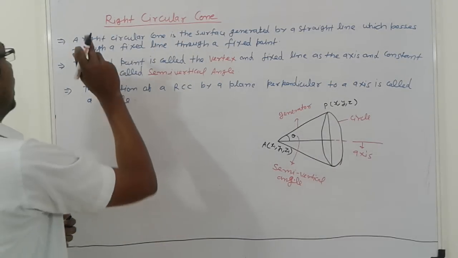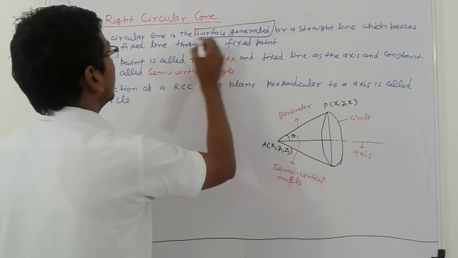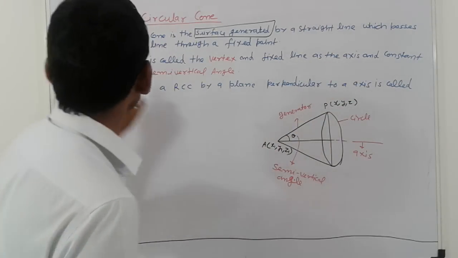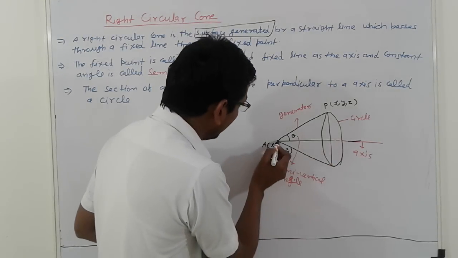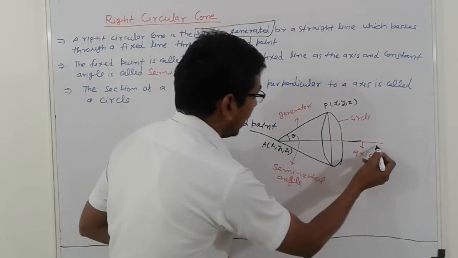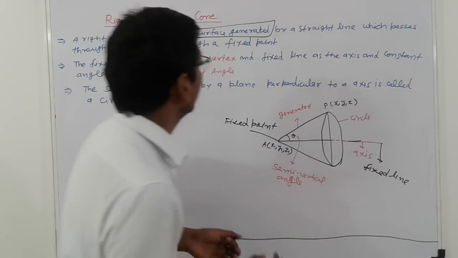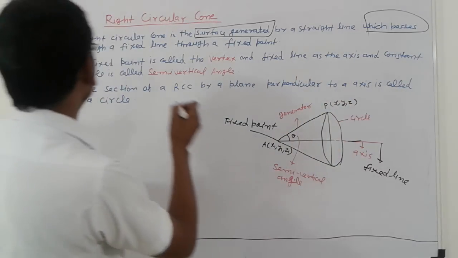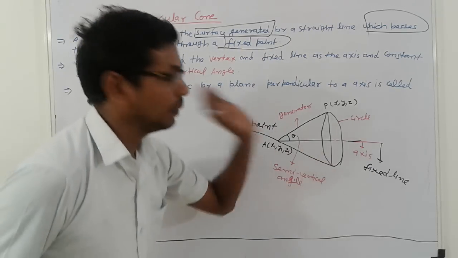Given this right circular cone, a right circular cone is the surface generated by a straight line which passes through a fixed point, here, and which passes through a fixed line, the axis. So the straight line passes through the fixed line and through the fixed point.